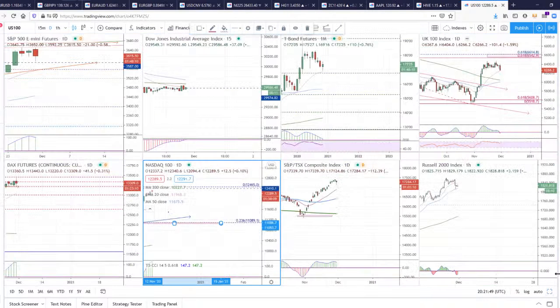So short term, I'm not terribly bullish. I don't see what's going to drive us up there until they either start printing money or we get some really good news. Yeah, so that's where we are.